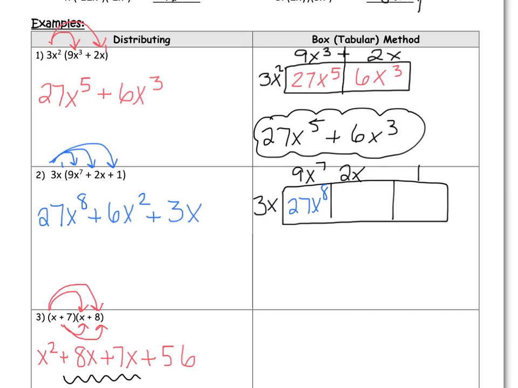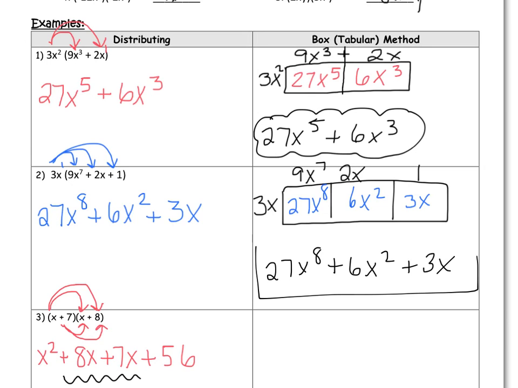3x times 2x is 6x squared. And last but not least, 3x times 1 is just 3x. And now we are going to add these three things together. Since there are no like terms, you just write it like this. Okay? Again, you may pick a method, either use the distributing like normal or a box method.